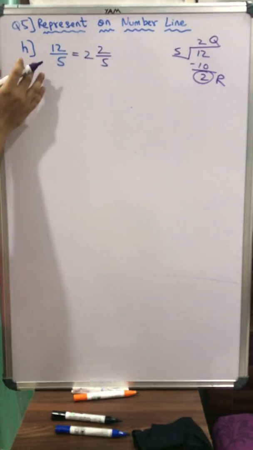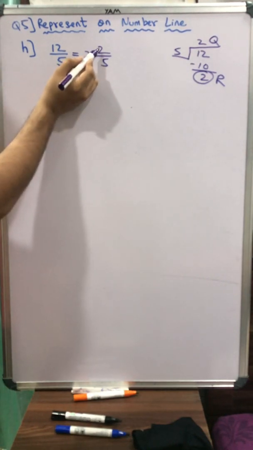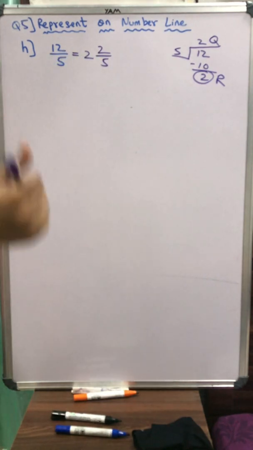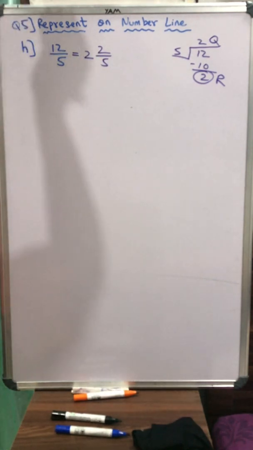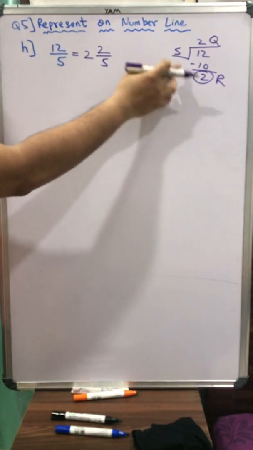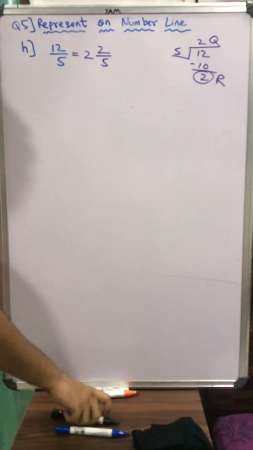And how to check whether we are correct? See this. 5 2s is 10, and 10 plus 2 is 12. So answer is 12/5. So my first step, whenever numerator is greater than denominator, is to convert the fraction into a mixed fraction by the division method. I divided and I got this. Okay. So now what do you understand by this? Students, it's very logical. Just pay attention.